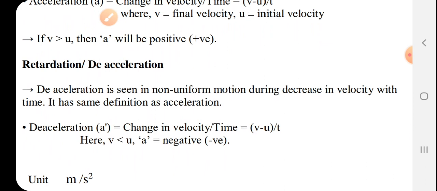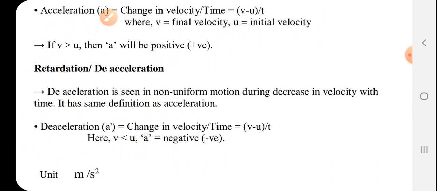In the next case, the term retardation or deceleration comes into play when acceleration becomes negative. Students, it is only possible when the final velocity is less than the initial velocity. It is possible to explain when force is applied on a particle or a moving body opposite to the direction of motion.